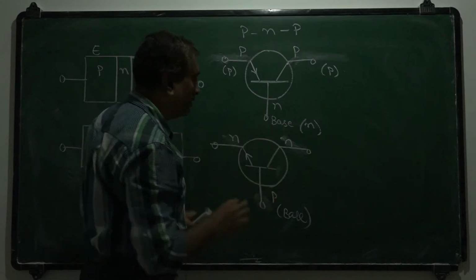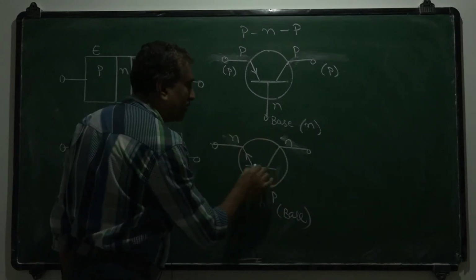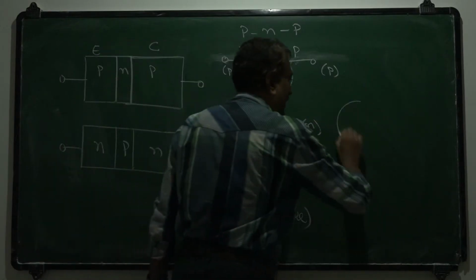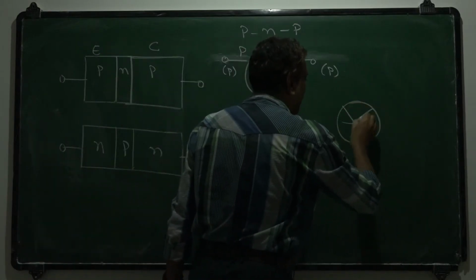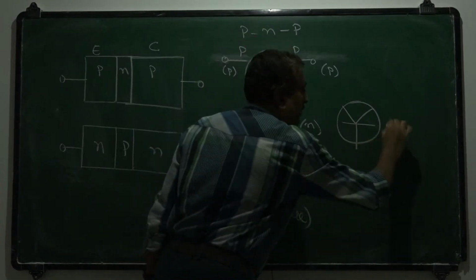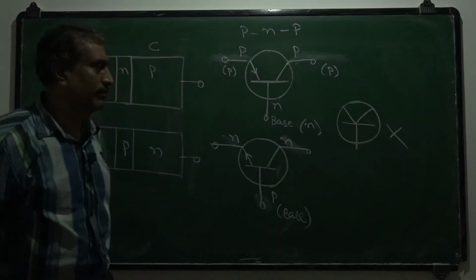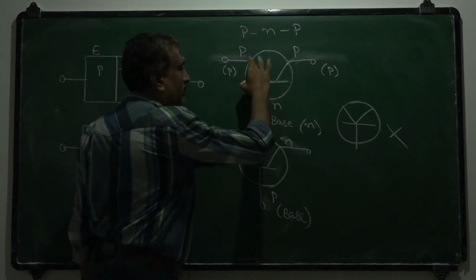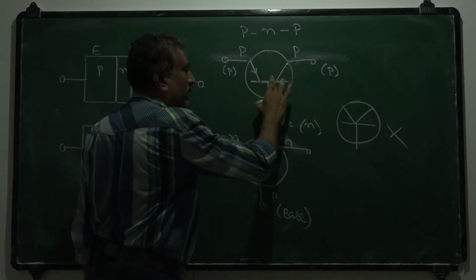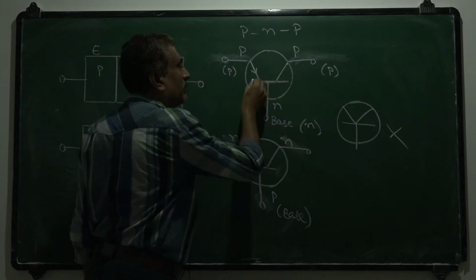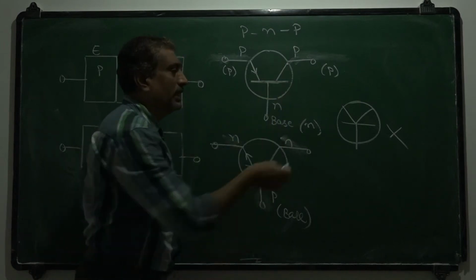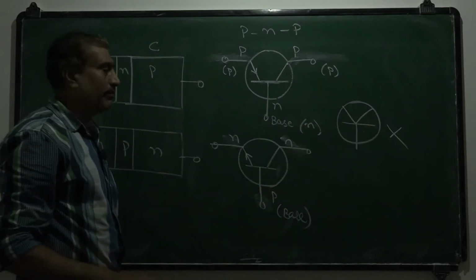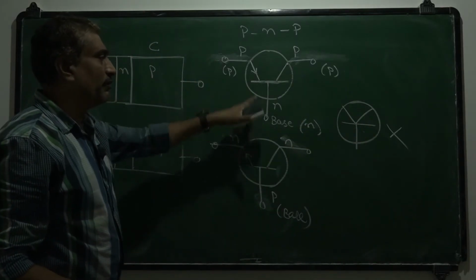Okay. And you have to remember that all these three lines should not be merged like this. Suppose if you write like this, this is a wrong representation. So these lines cannot touch each other. That means the base line, emitter line and collector line should be at some distance from each other like this. This is a wrong representation of a PNP transistor or NPN transistor. Okay. You remember these two.